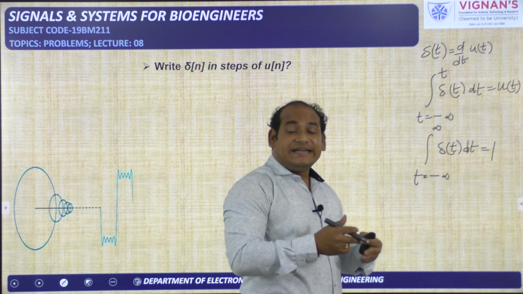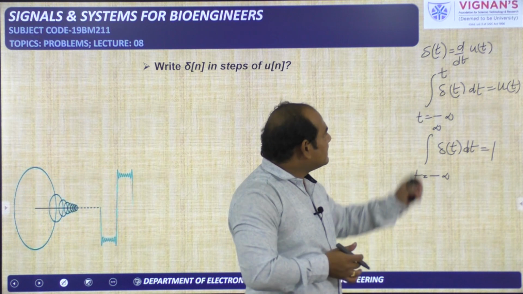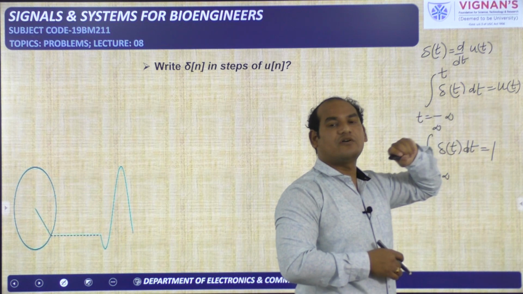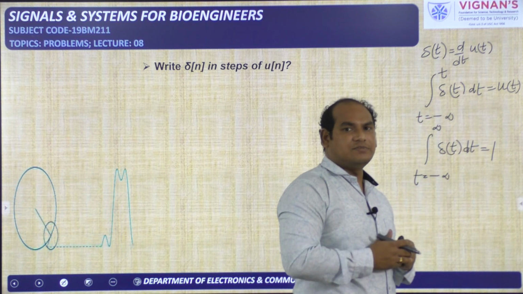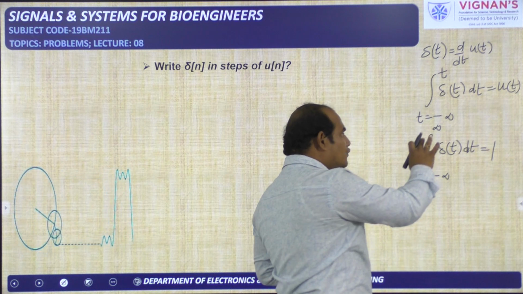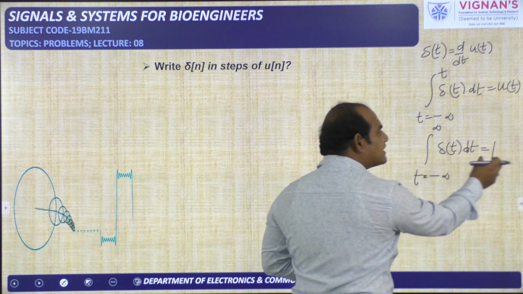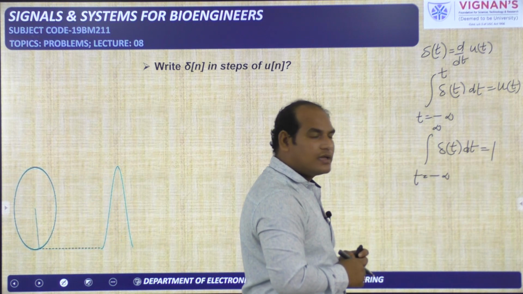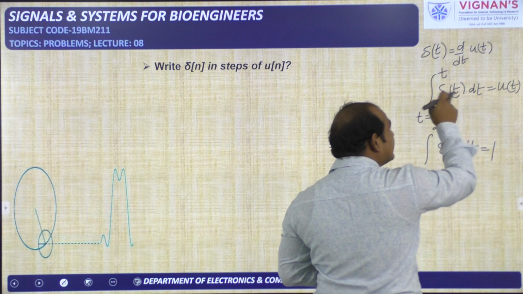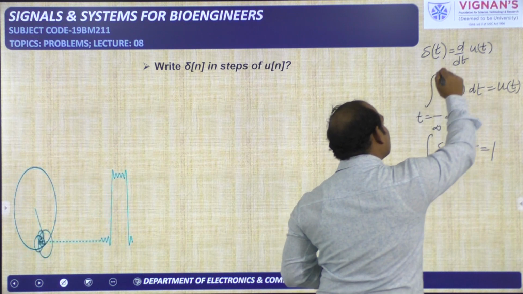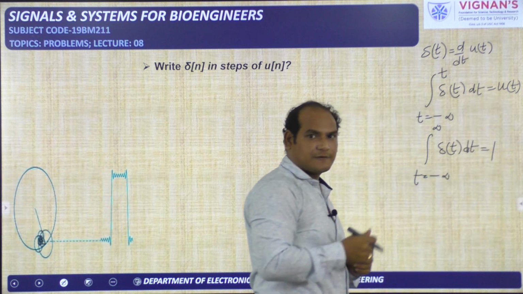That means I am telling integration of del of t is equal to 1. Here also we are doing the integration, but instead of writing 1, why did we write u of t? There is a difference between these two. If you perform the integration by taking the limits or values, you will get a number. But if one of the limits or both the limits are variable, then you will get the signal or the function.